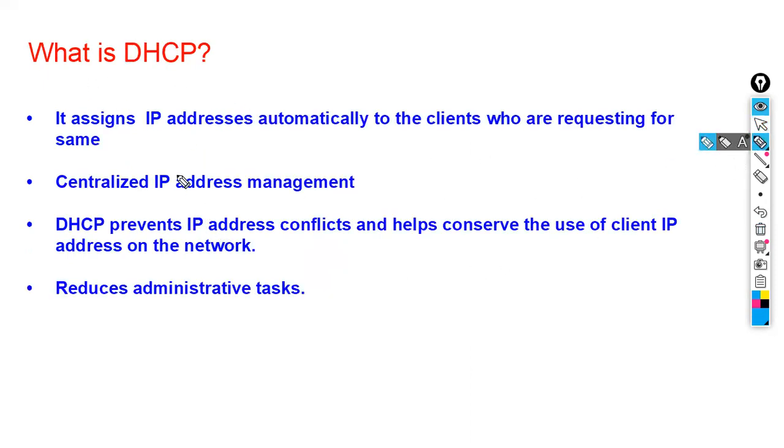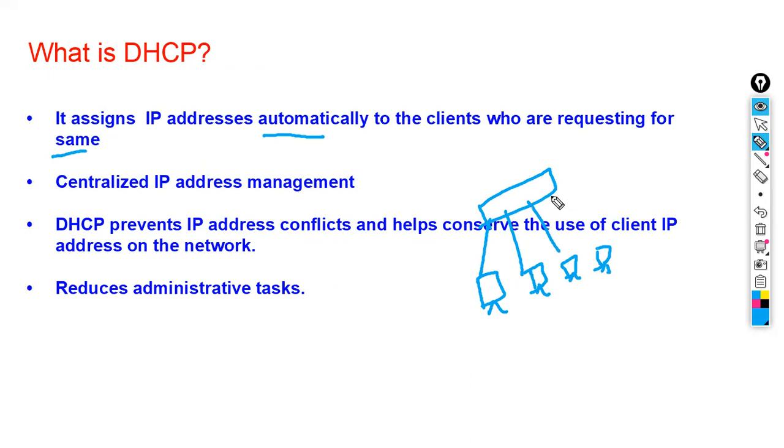So what is DHCP? DHCP assigns IP addresses automatically to the clients who are requesting them. So it will provide the IP address to the clients. These are the clients. Let us say this is our switch and this is our DHCP server. These clients will request the IP address from the DHCP server, and the DHCP server will provide the IP address automatically. And centralized IP management, so we can manage the IP addresses from a central point. You don't need to go to each and every device to manage the IP addresses.